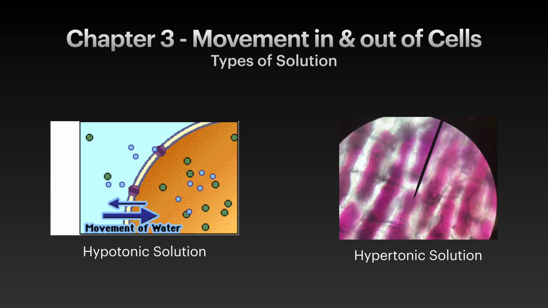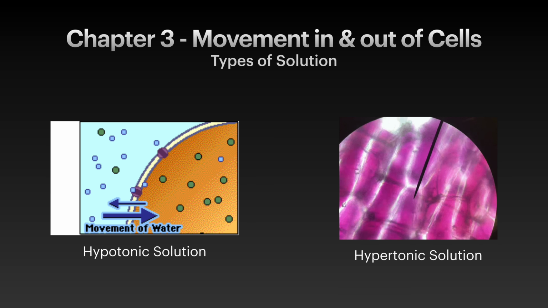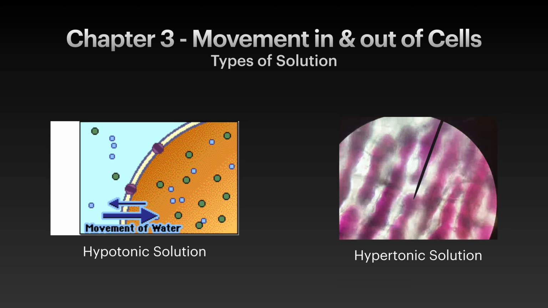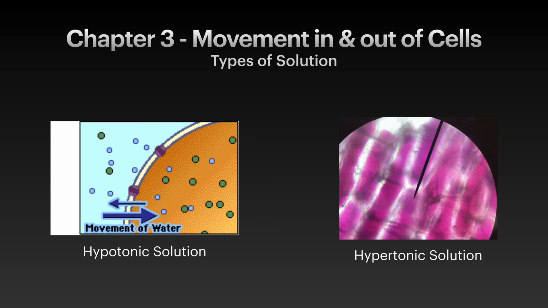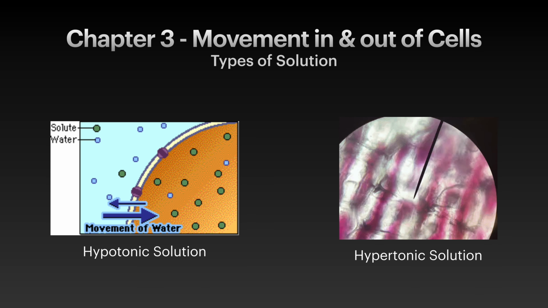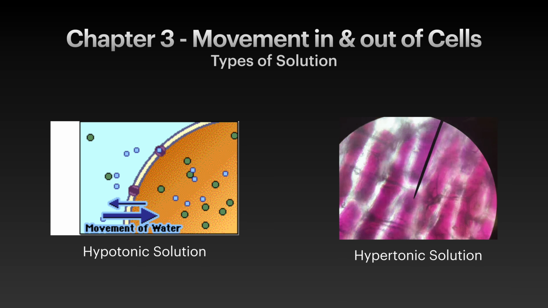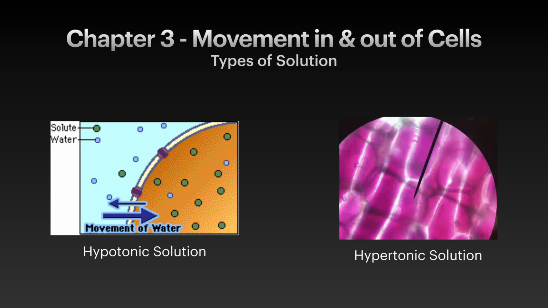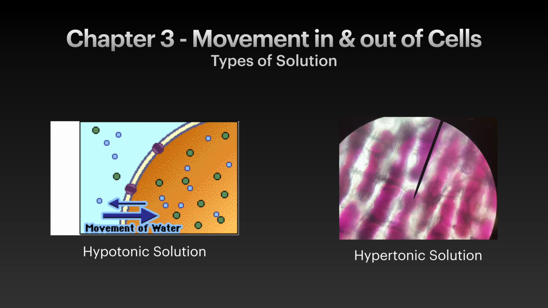Moving on to plant cells in concentrated solution. Here, water molecules move out of the cell by osmosis. The vacuole shrinks. The cell membrane pulls away from the cell wall, and the cell becomes flaccid. If water loss continues, plasmolysis occurs, where the cell membrane completely separates from the cell wall.